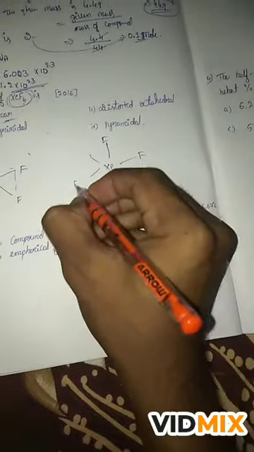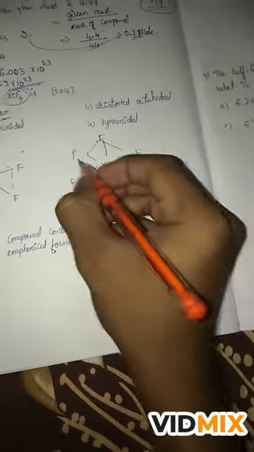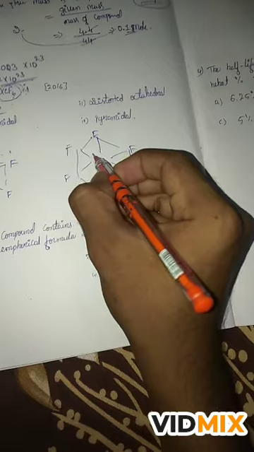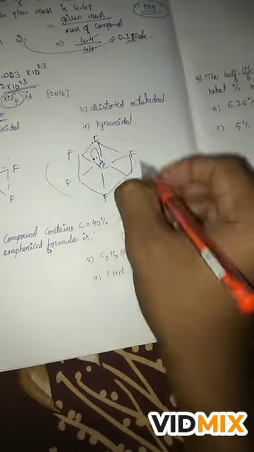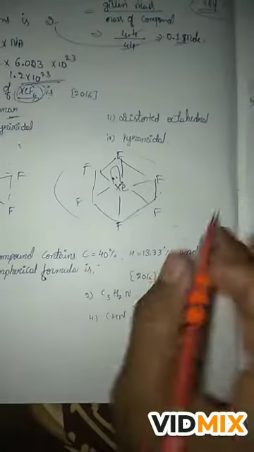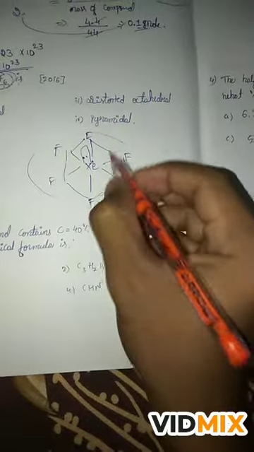with 6 fluorine atoms, and 1 lone pair of electrons. This is the structure of XeF6. Therefore this structure is known as distorted octahedral.